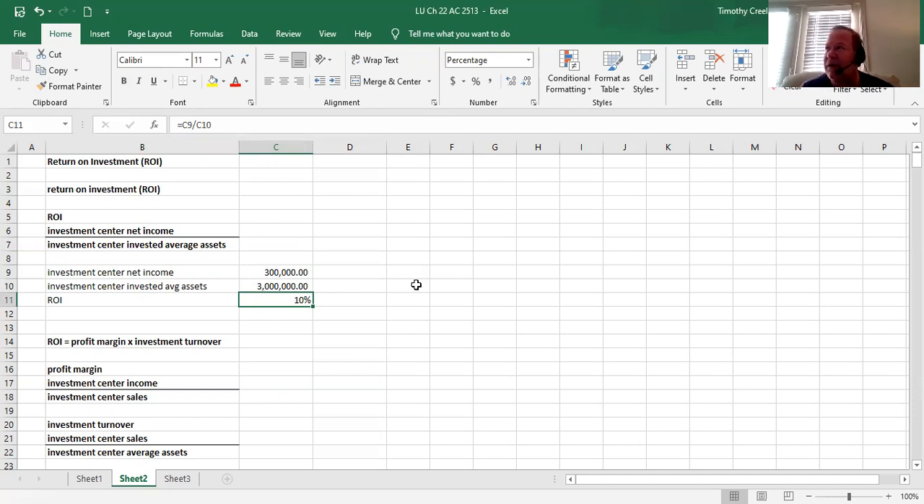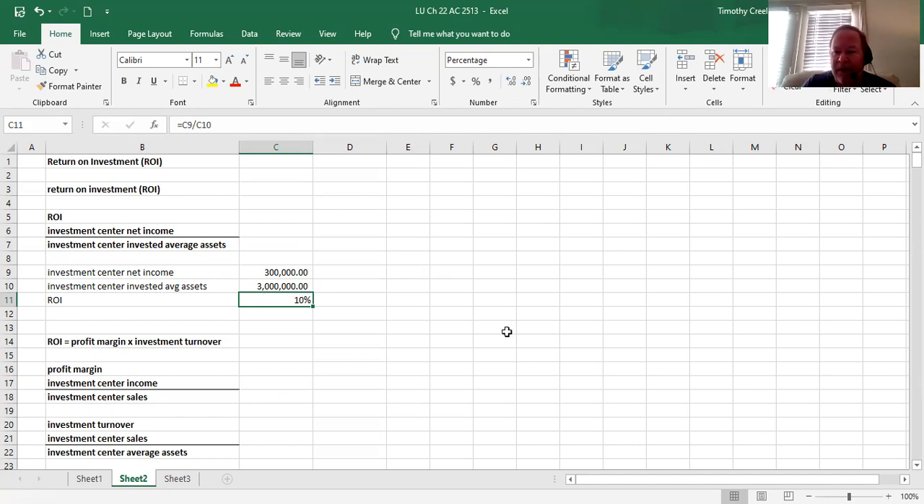This is used a lot, again, in judging performance. So if you said we want at least an 8% ROI from all of our units, then the unit that had a 10% ROI would be doing well. They would be over your expectations or meeting your expectations as far as ROI.